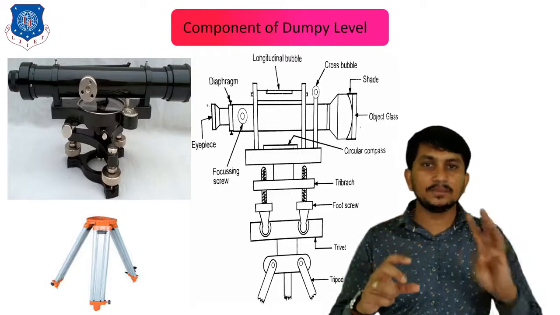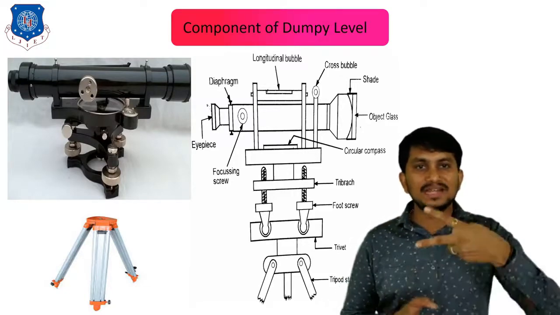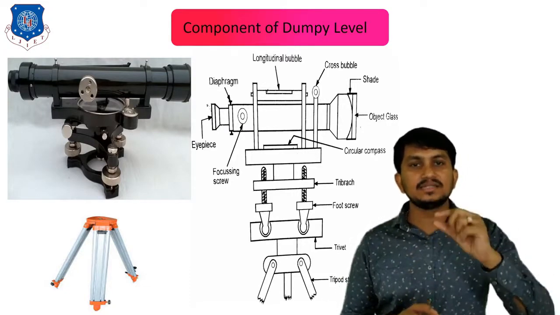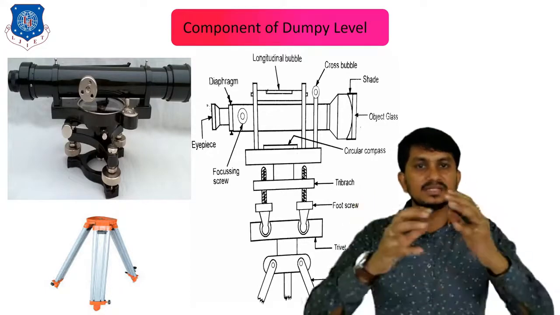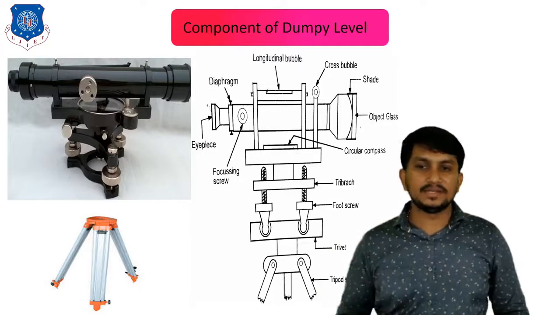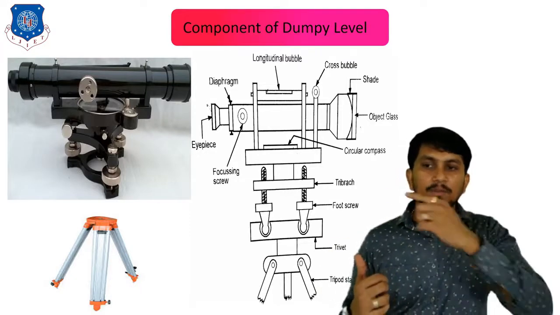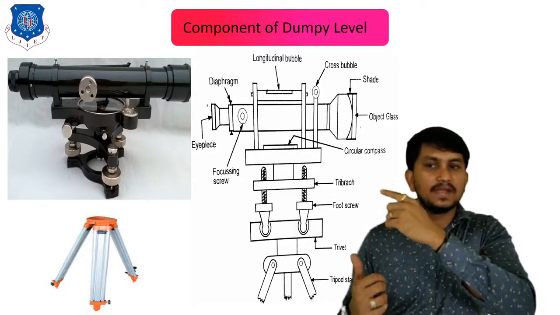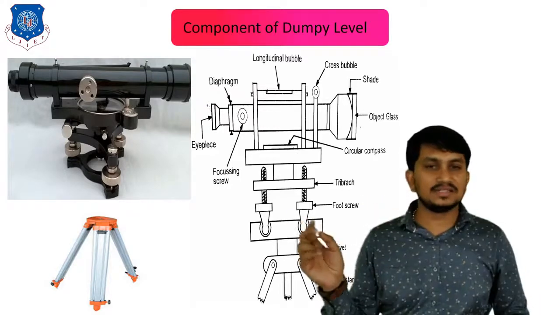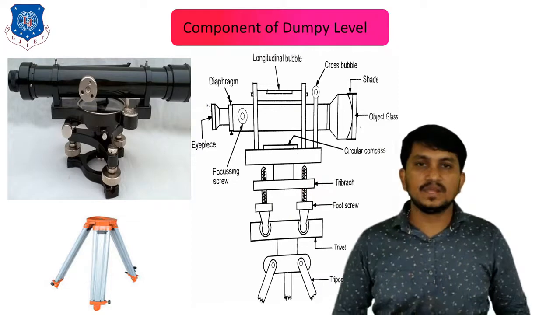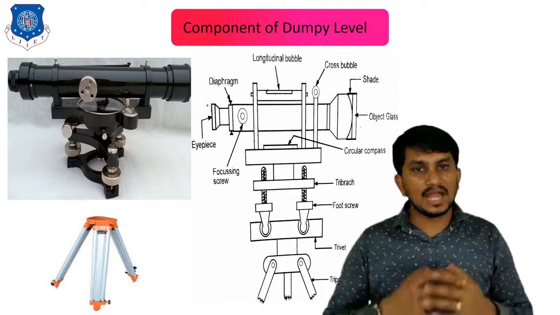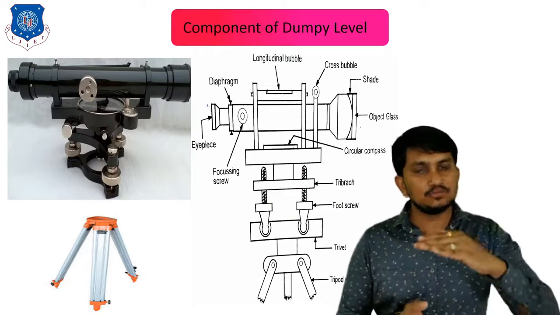In the leveling head, three components are there: two plates, and in between the two plates, there are three screws. This combination is called the leveling head. The lower plate is called the trivet. The upper plate is called the tribrach. And in between, there are three screws, as you can also see in the figure, called foot screws. These foot screws help to level this instrument.